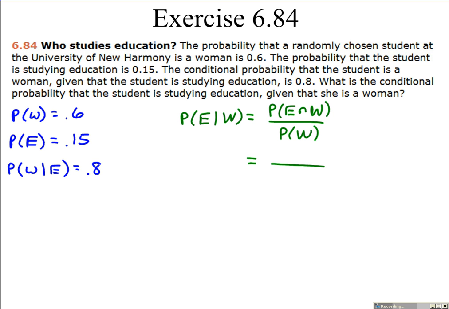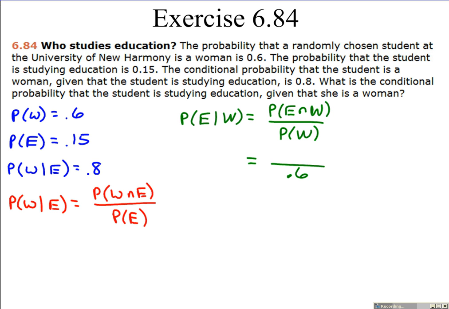Well, the bottom we know right away is 0.6. That was given to us. What we don't know is that numerator. What's the probability, education, and a woman? We can find that though, because over here we know that the probability of a woman given an education major is found by taking the probability, woman and education, over the probability of education.